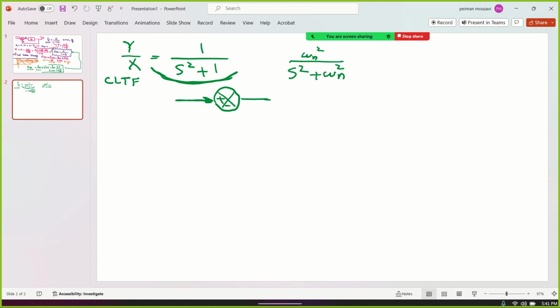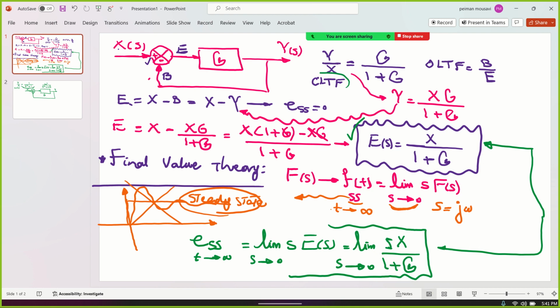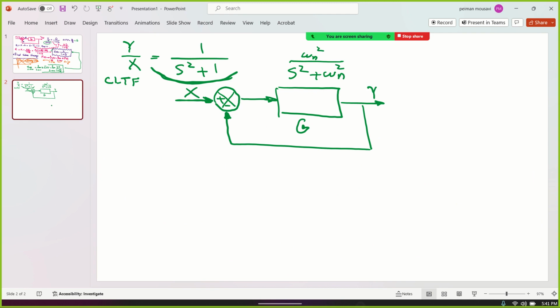Plus minus, this is your G, open loop transfer function, Y, X, unity feedback being compared. Don't forget, in the previous page I told you that the closed loop transfer function is G over 1 plus G. So B over E from the previous class was G, remember? So you can say Y over X is G over 1 plus G.